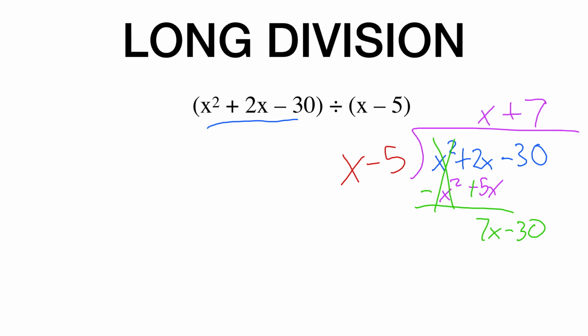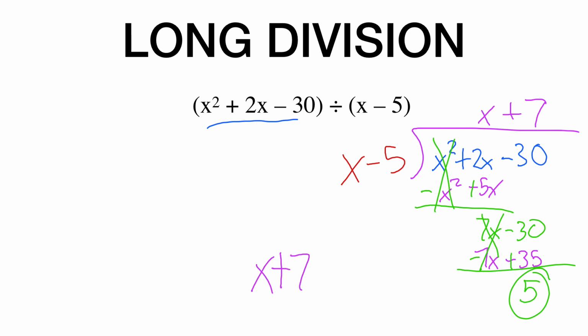Let's see, 7 times x is 7x. 7 times 5 is negative, sorry, not negative 5, negative 35. But remember, they change signs. These cancel out, and this becomes 5. So that is our remainder. So our final answer would end up being x plus 7 and 5 over, remember, it's divided by whatever we're dividing by, so x minus 5. Let's try another.